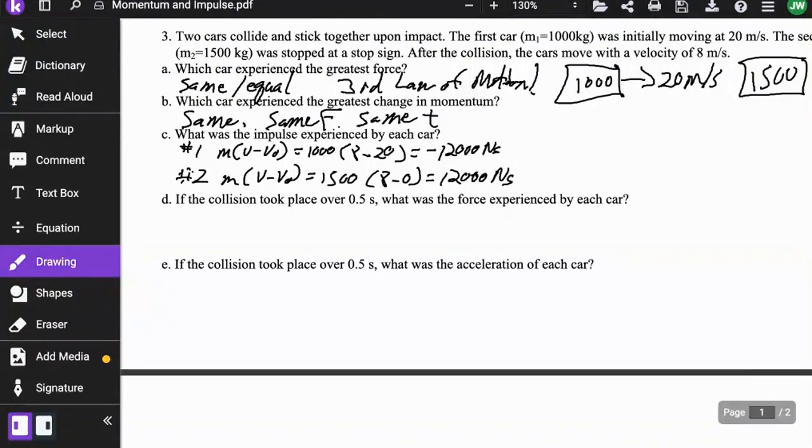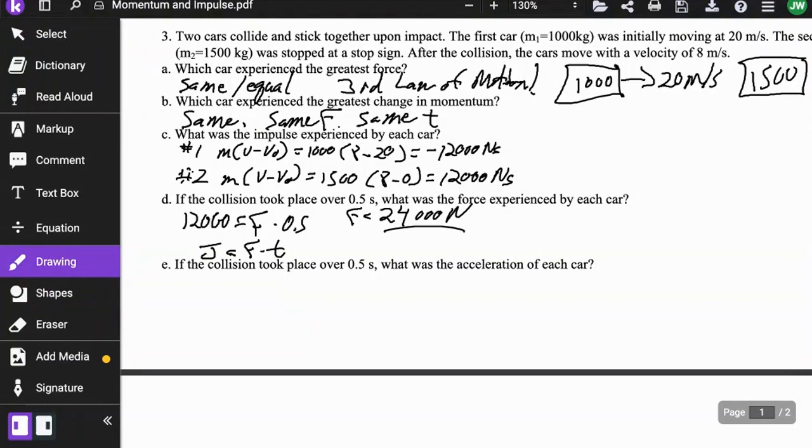If the collision took place over 0.5 seconds, what was the force experienced by each car? We know the force is the same, so we're going to say 12,000 is equal to the force times the time. We've got the impulse, the change in momentum, 12,000, and that's equal to force times the time. We're just going to divide that 0.5 to the other side to solve for force, and when we do, we get 24,000 newtons. Again, that's the magnitude. One of them received a positive 24,000, the other one received the negative 24,000.